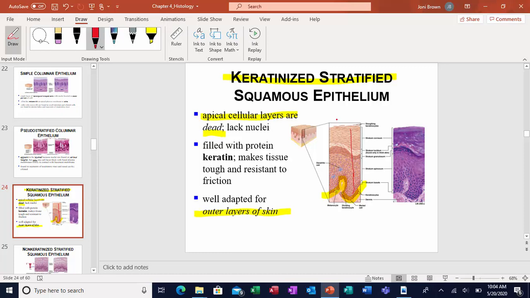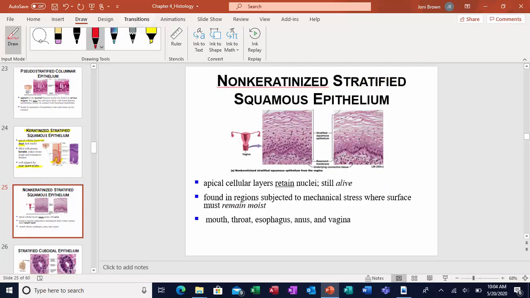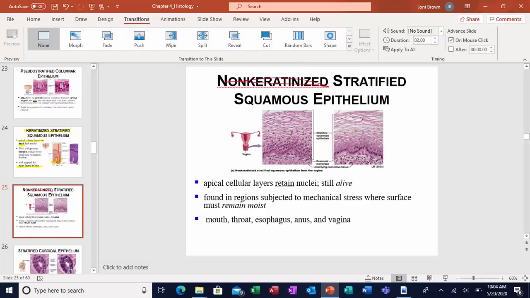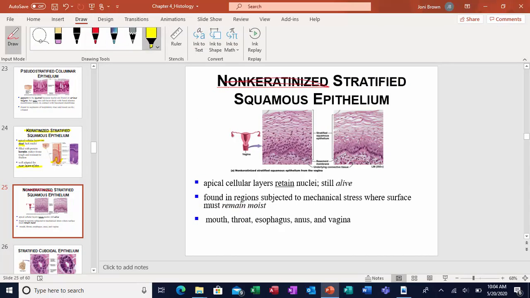Now, there's also non-keratinized stratified, whoops, that didn't do right, did it? Non-keratinized stratified squamous epithelium, where the apical layers are still alive. It's not going to be nearly as thick as stratified keratinized squamous. You're going to find this in areas that have some abrasion and mechanical stress, but they have to stay moist.